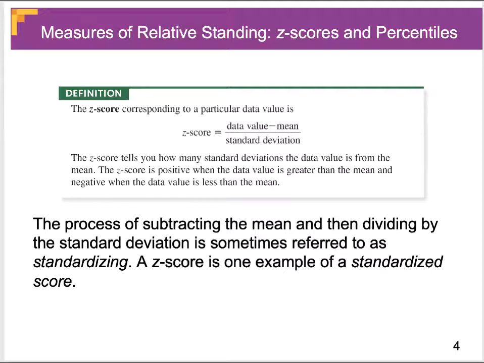is from the mean. A positive z-score means that it is that number of standard deviations above the mean, and a negative z-score simply means that you're that many standard deviations below the mean. Sometimes you'll see these as standardized or standard scores.